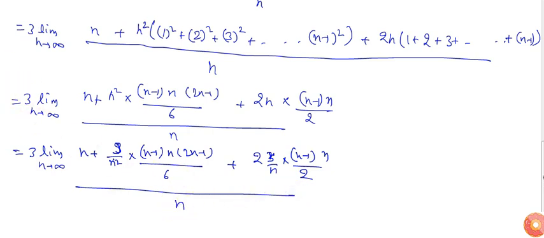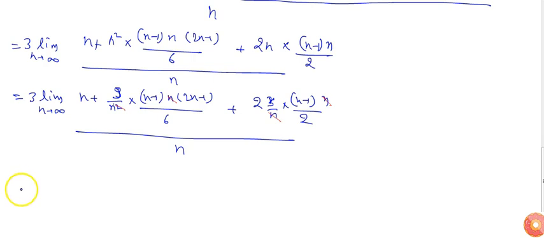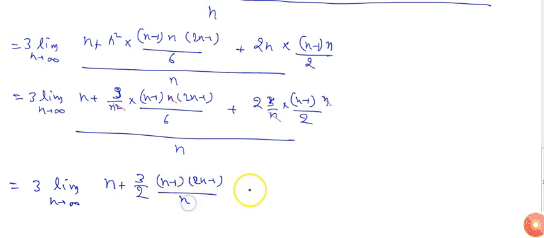So from here I can see that I can cancel n here and n here. So I'll get 3 limit n tends to infinite, n plus 9 by 6, which is 3 by 2, n minus 1, 2n minus 1 by n, plus here into n, here it will be 3n minus 1 by n.